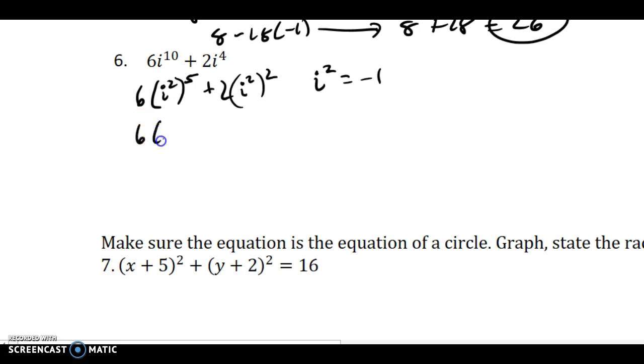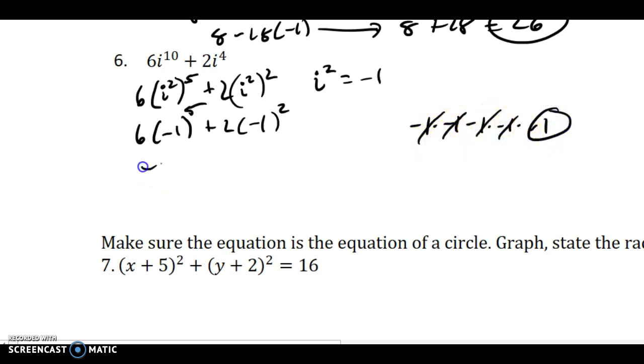Because now we have 6 times negative 1 plus 2 times negative 1 with a power of 5 and a power of 2. Then now we can compute this. We have 5 negative 1s. Negative 1 times negative 1 times negative 1 times negative 1 times negative 1. Well, this is positive, a negative, so it's negative 6. Plus a negative times negative is positive, so it would be 2, so the answer is negative 4. Again, we have an example of imaginary numbers, yet we come out with a regular answer.